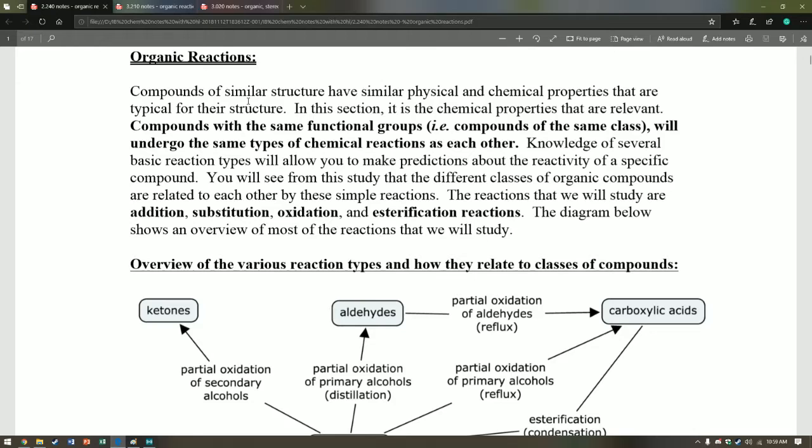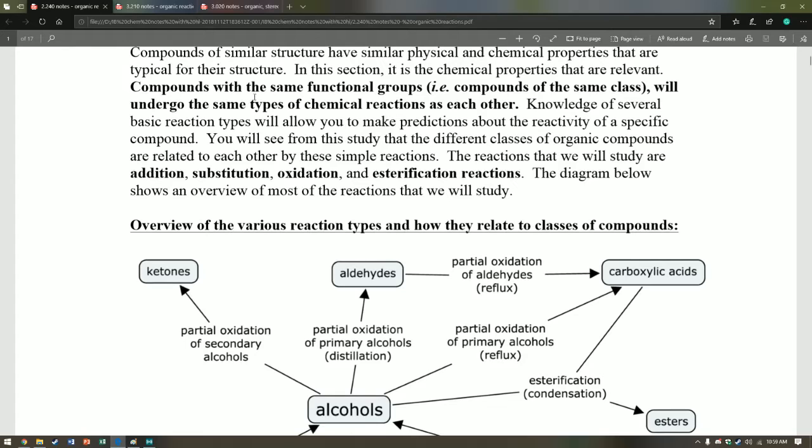Compounds of similar structure have similar physical and chemical properties that are typical for their structure. And in this section we're going to be discussing some of these chemical properties. Compounds of the same functional group, or compounds of the same class, will generally undergo the same types of chemical reactions as each other, and knowledge of these reactions will allow you to predict the reactivity of specific compounds.